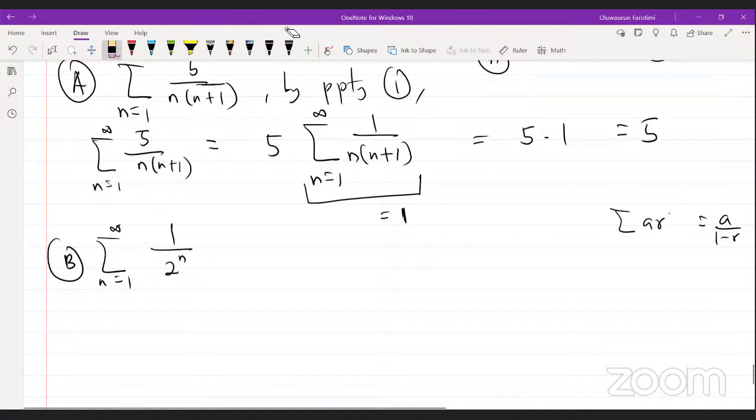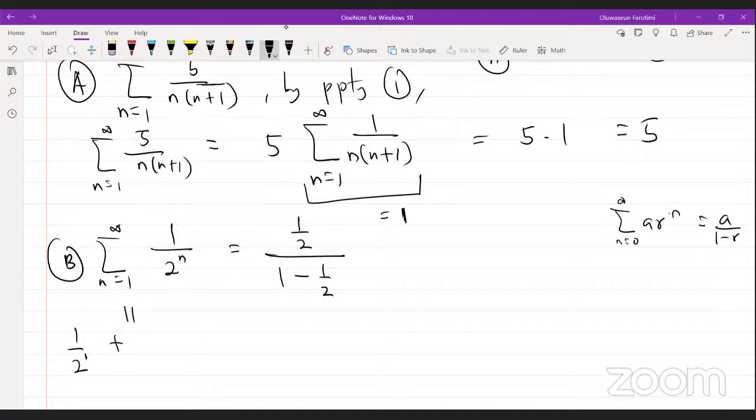So if I count from n, what is a? Keep in mind, guys, that a is when n equals 1, right? So think about this. When n equals 1, you have 1/2. So this becomes 1/2 on top divided by 1 minus 1/2. Why? Because if you list these guys, you have 1 over 2 plus 1 over 2 squared plus 1 over 2 cubed, on and on.